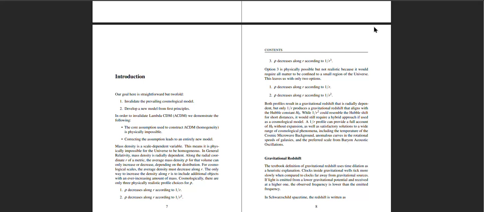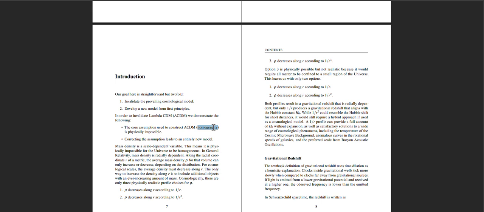So I begin in the introduction by claiming that I can invalidate lambda CDM, or expanding Big Bang. I can invalidate the Big Bang theory by invalidating the core assumption in lambda CDM, which is homogeneity. Now, homogeneity is part of what's called the cosmological principle.